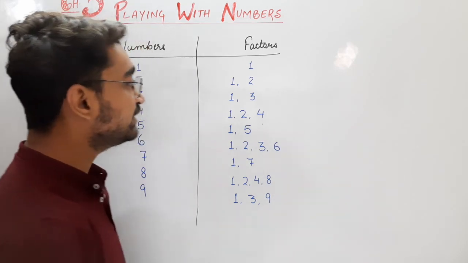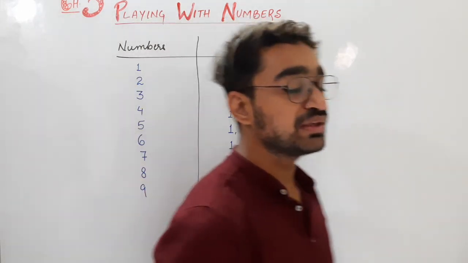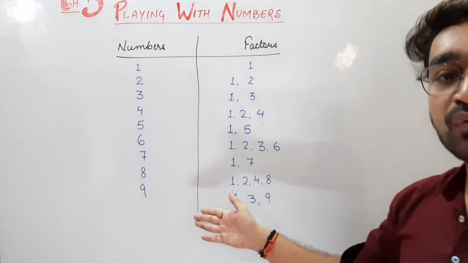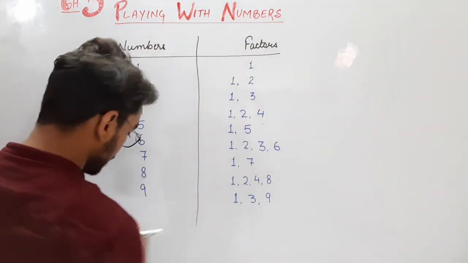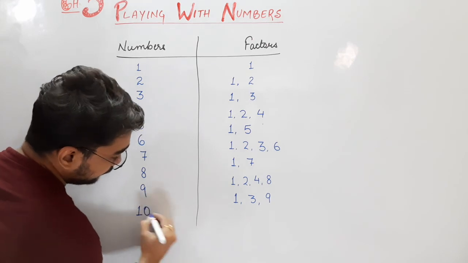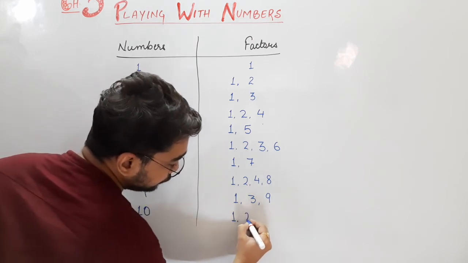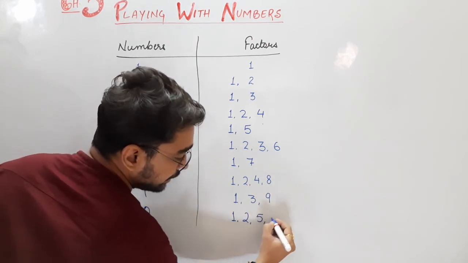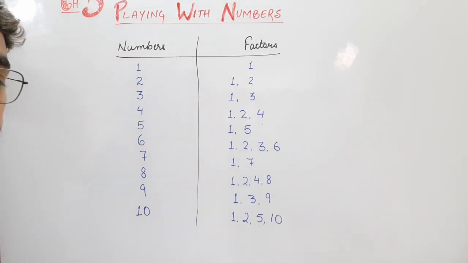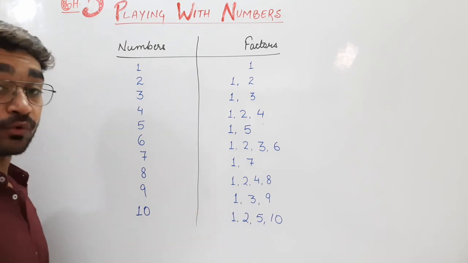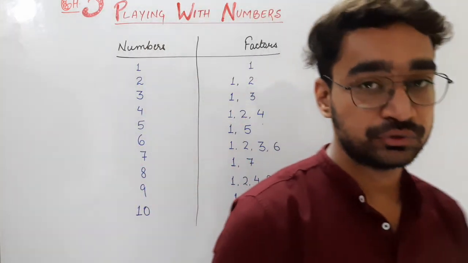So here you are seeing that some of the numbers, even if I am going for 10, will be 1, 2, 5, 10. Let me write for the 10 also: 1, 2, 5, 10. For 11 also, it will be 1 and 11 only. For 12, it will be 1, 2, 3, 4, 6, and then 12.